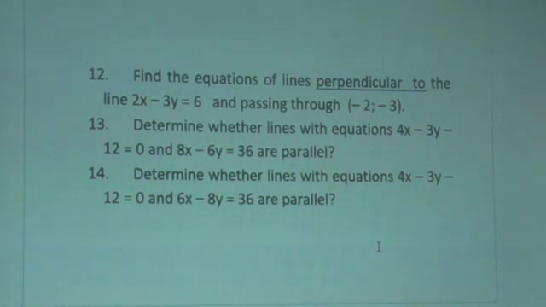Determine whether the lines with equations 4x minus 3y minus 12 equal to 0 and 8x minus 6y equal to 36 are parallel. Number 14. Determine whether the lines with equations 4x minus 3y minus 12 equal to 0 and 6x minus 8y equal to 36 are parallel. Alright, you can stop the DVD and try them and then come back for the review.